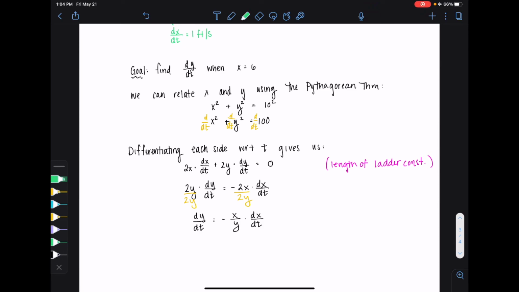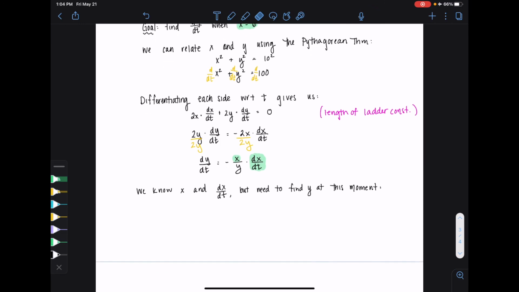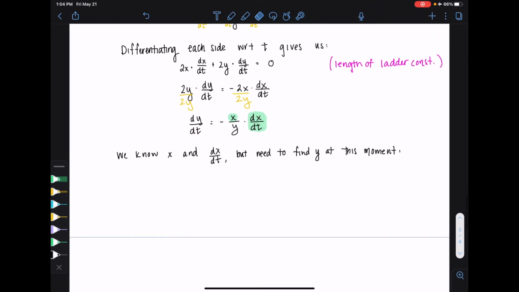So for my goal, I'm specifically looking at when x is equal to 6. I know dx/dt. The only unknown on this right-hand side is y. So we know x and dx/dt, but before I can find dy/dt, I need to see what y is at this particular moment, okay? And I'm just going to utilize the picture. I've got my ladder, and specifically at this moment, the ladder is 10 feet, x is 6.